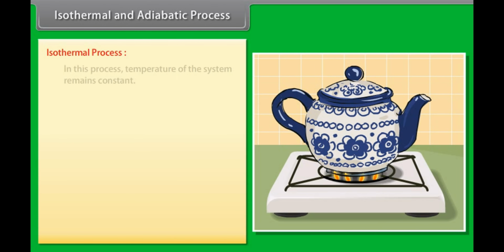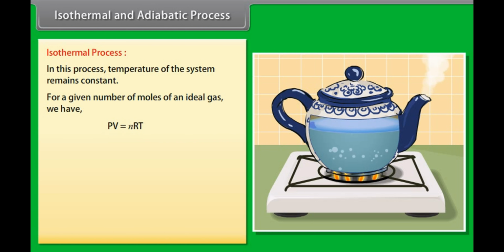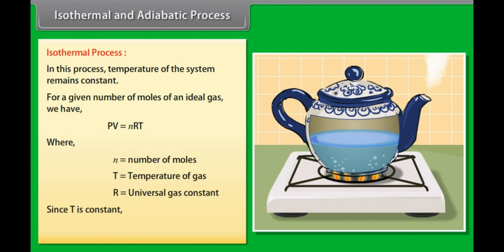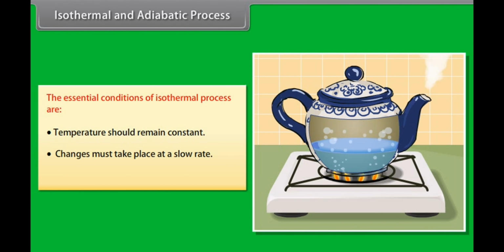Isothermal and adiabatic process. Isothermal process. In this process, temperature of the system remains constant. For a given number of moles of an ideal gas, we have PV is equal to nRT, where n is equal to number of moles, T is equal to temperature of gas, R is equal to universal gas constant. Since T is constant, therefore PV is also constant. The essential conditions of isothermal process are: temperature should remain constant. Changes must take place at a slow rate. Specific heat of the gas is infinite.